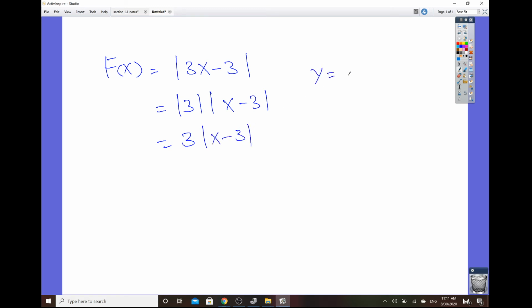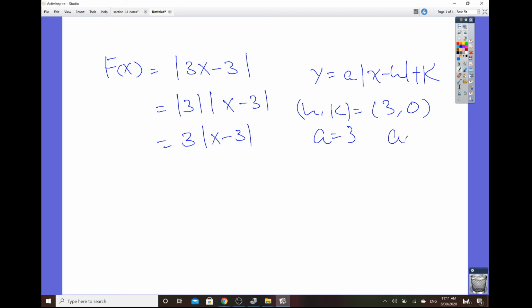And compare that to the transformational form. So y equals a times absolute value of x minus h plus k. So h comma k is the vertex. So for this case, h is 3. And then k, if that's not shown, that means it's 0. So there's no vertical translation. And then 3 here, that's just the value of a. Now let me tell you what a stands for in the absolute value function. So a is considered the slope. For the absolute value, it could be plus or minus 3 over 1.